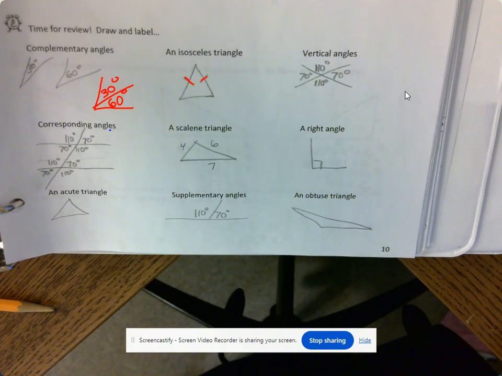Corresponding angles. For corresponding angles, you have to have your two parallel lines with one line cutting through them. So we have a set of vertical angles here, and it's identical to the vertical angles up here. So corresponding angles, same position, same degree. So right here is 110, up here is 110 degrees.